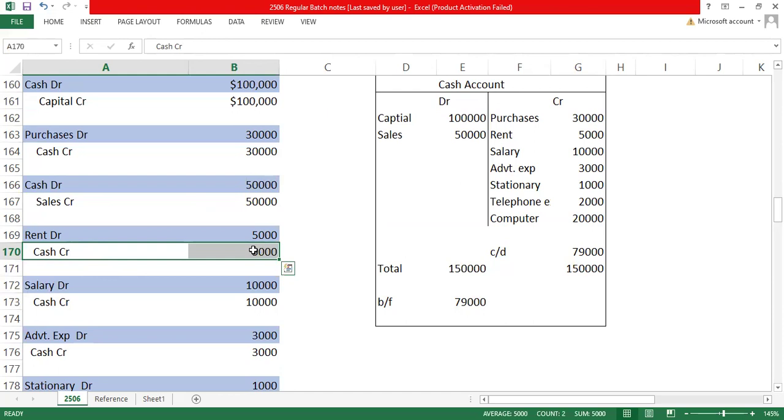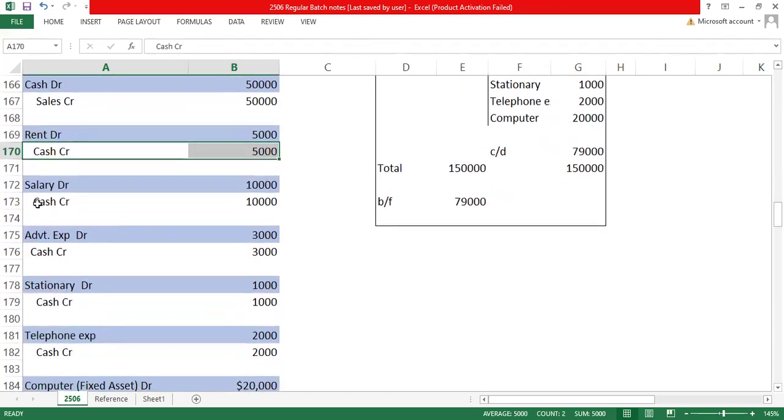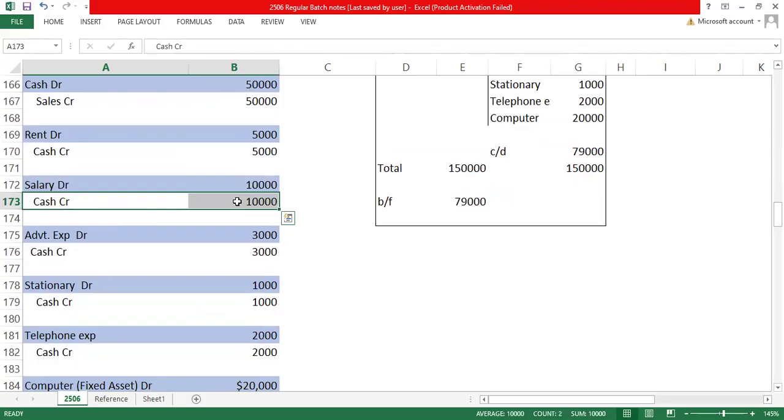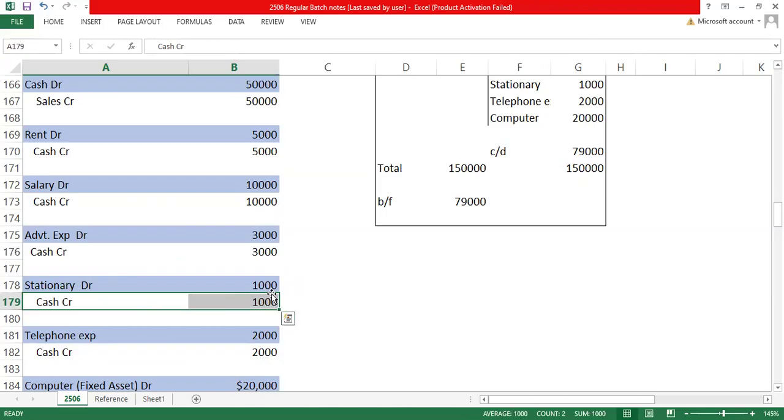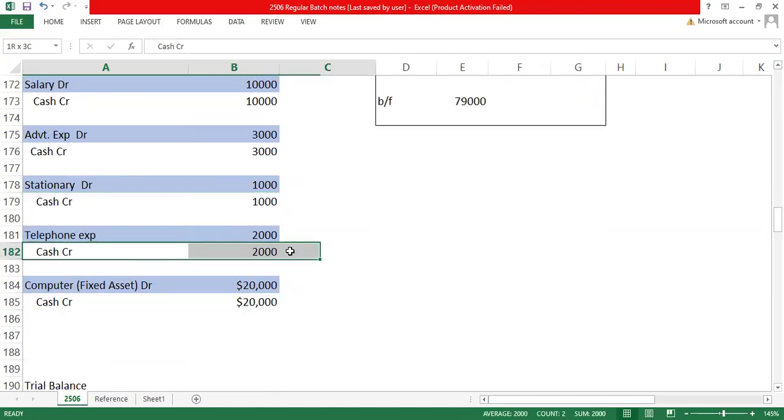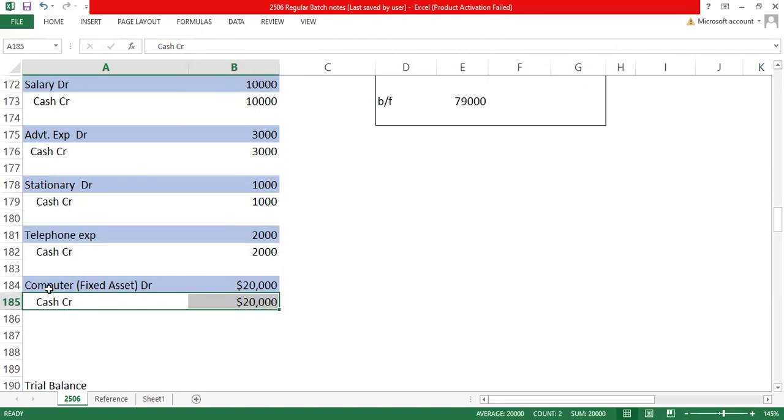As for rent, you are paying it, so is cash going out? Salary you are paying to your employees. Don't think you are receiving a salary. You are paying salary to your employees, which means cash is going out. Advertisement expenses, you are paying out. Cash going out. Okay. Stationery. Stationery is coming in, cash is going out. Okay. Telephone expenses. No expenses will be coming in, we'll talk about that later, but cash you are spending is going out. So credit. Computer. Here, an asset is coming in. What comes in?